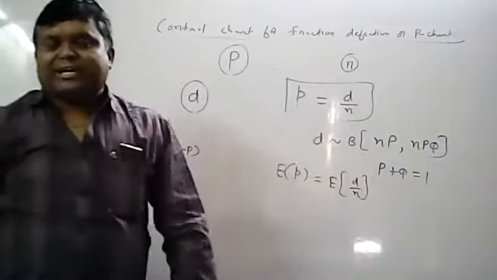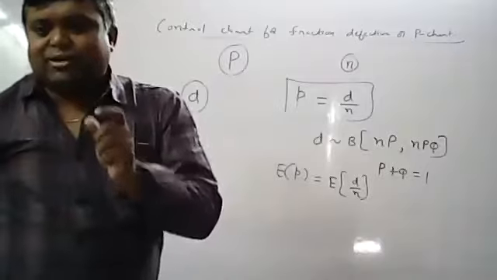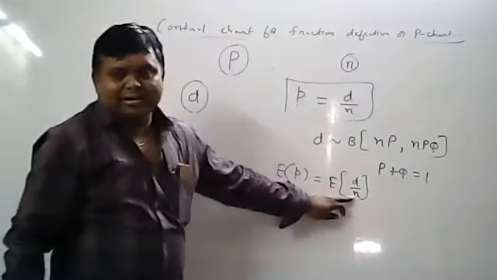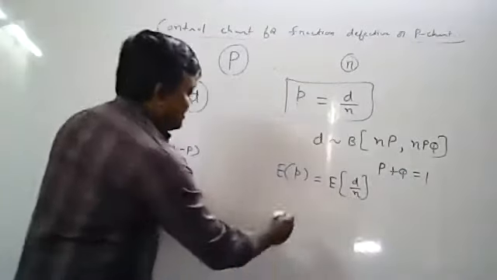All of you know the expectation of aX equals a into expectation of X. Now what is the constant? D is the variable and n is the constant. So n is the constant.